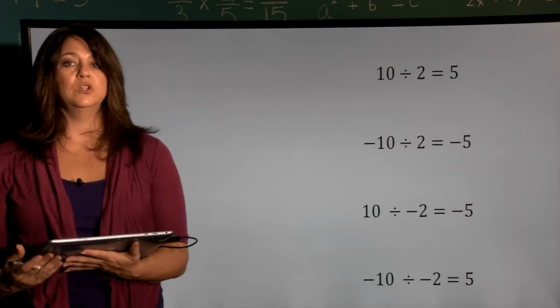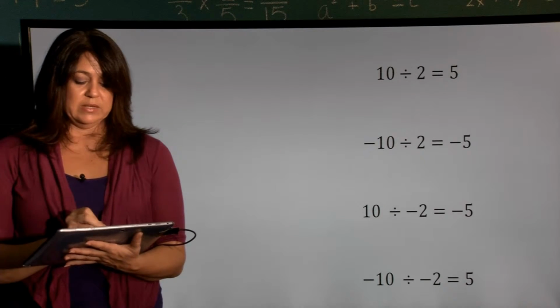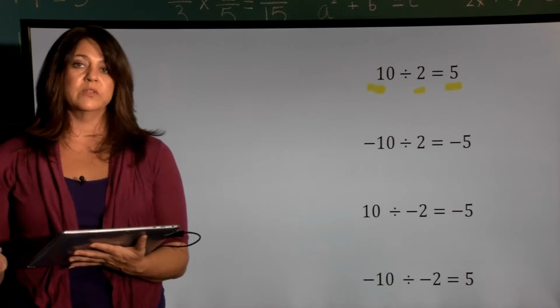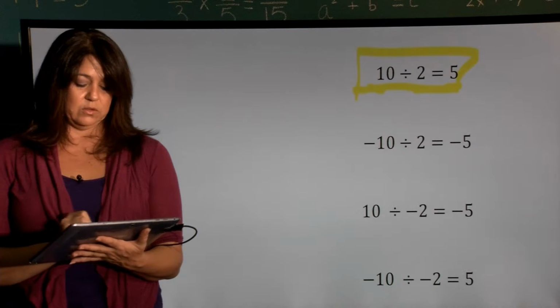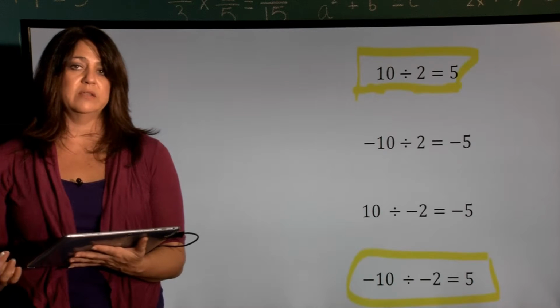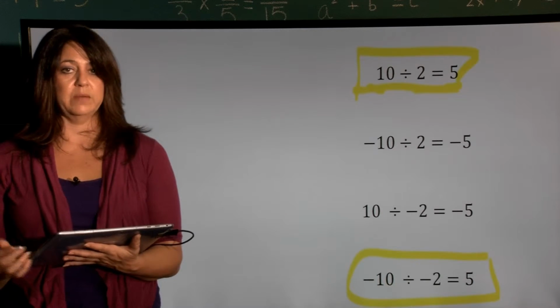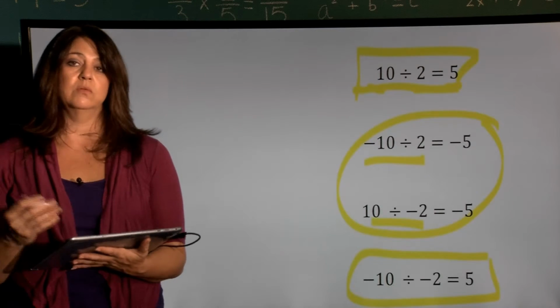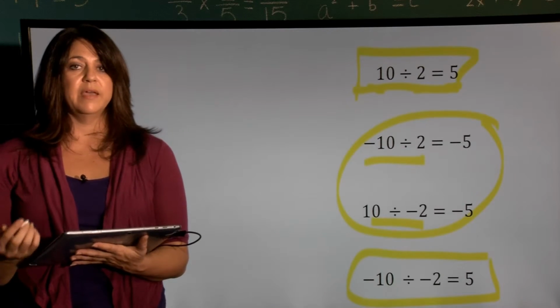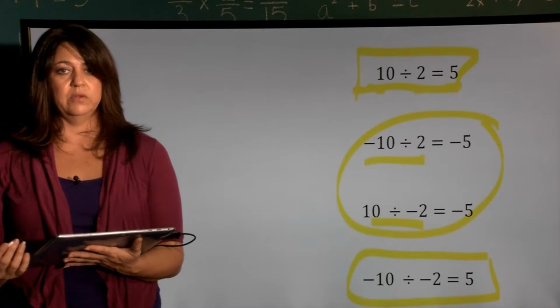The same will be true for division. 10 divided by 2 is always going to give you the number 5. Take a look at the signs so that you know when your answer will be positive. It's when both signs are the same. And if you have mixed signs, these two have opposite signs, then your answer is a negative number.